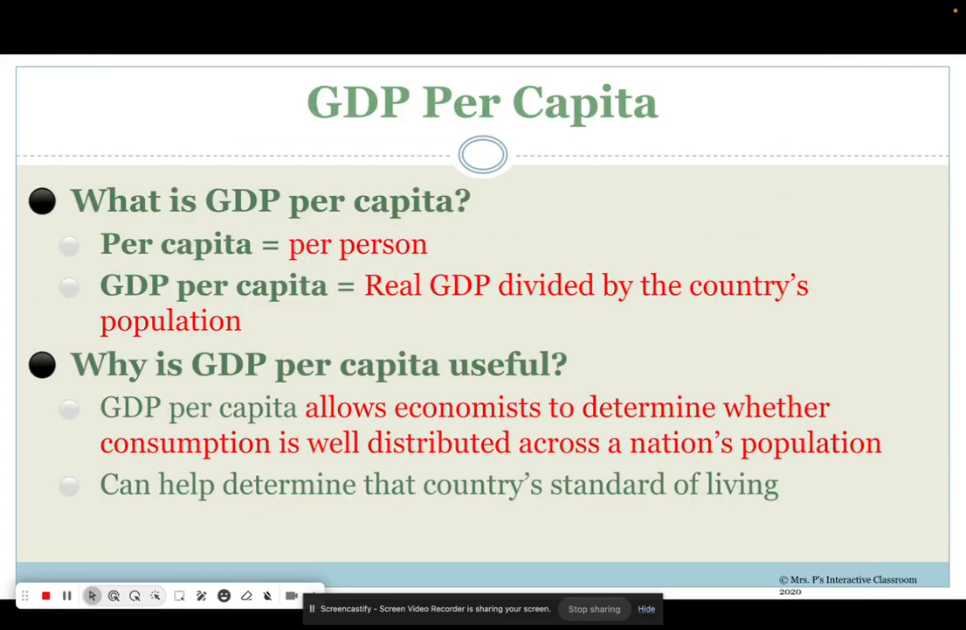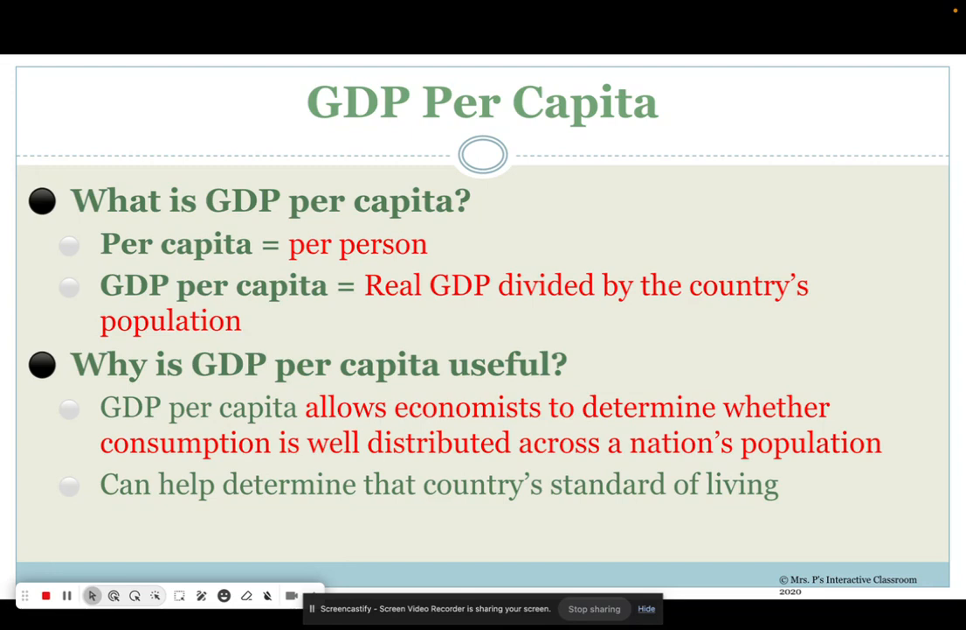Looking at per capita, guys, anytime you see per capita, this is per person, and this is not just on GDP. So GDP per capita is real GDP, remember, the one adjusted for inflation, divided by the country's population. Why is this useful? It allows us to determine whether wealth is distributed evenly across the nation's population. This can help determine that country's standard of living and make sure there isn't a huge swing between the top 1% and some of the lower class.